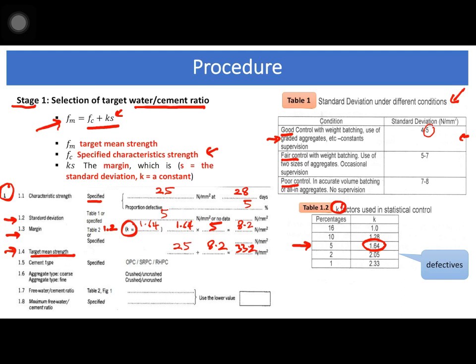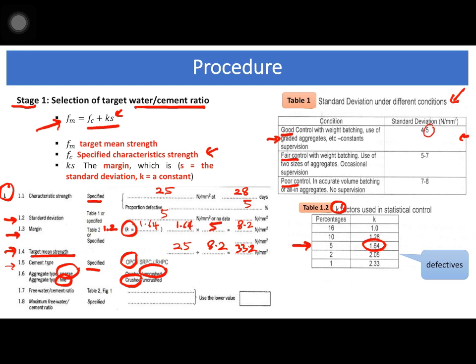Alright. Next, we need to determine what the cement type is. So the mix requirement gives the info, we use the OPC. And then what about the aggregate? So first is for coarse. So for coarse, the mix requirement says uncrushed. So how about the fine? Fine is crushed. So if the item is specified, you may refer to the mix requirement, the condition that has been given.